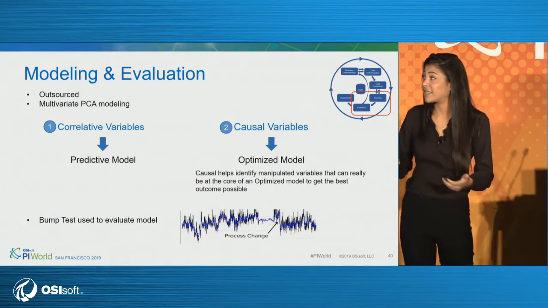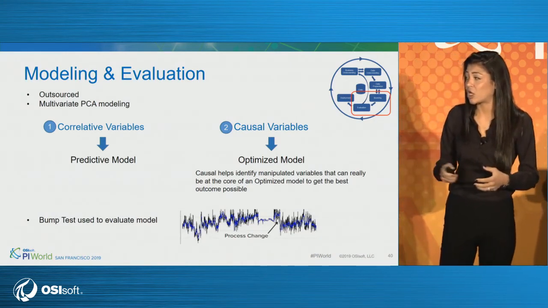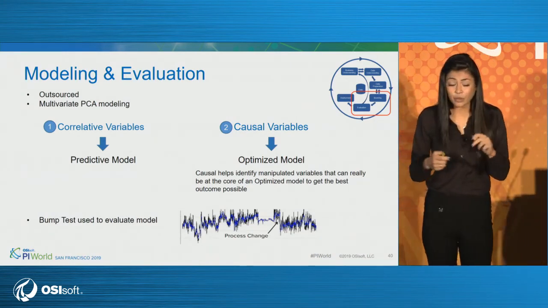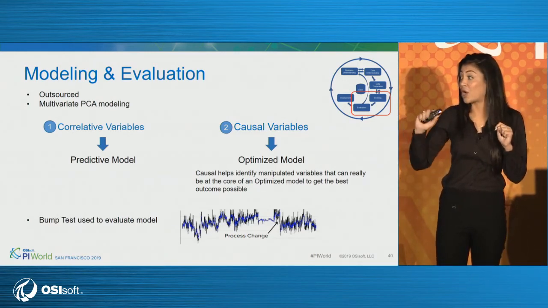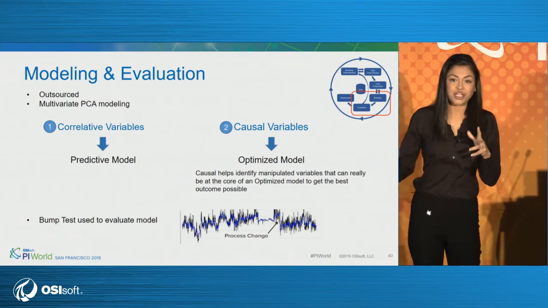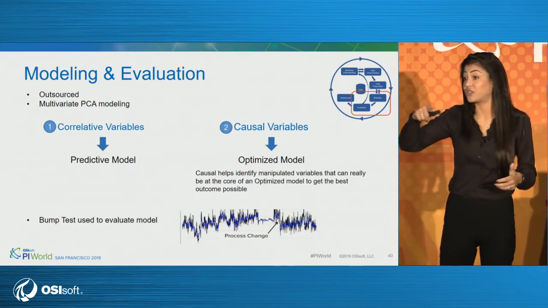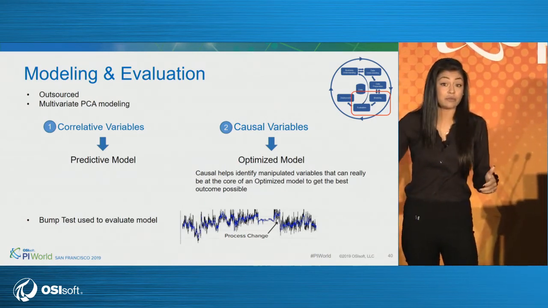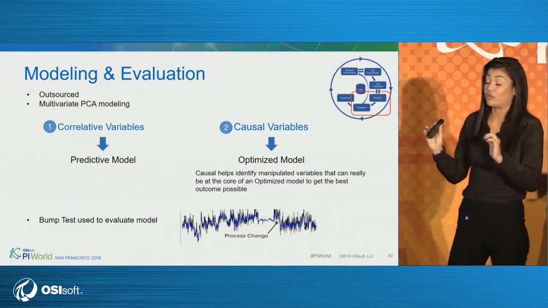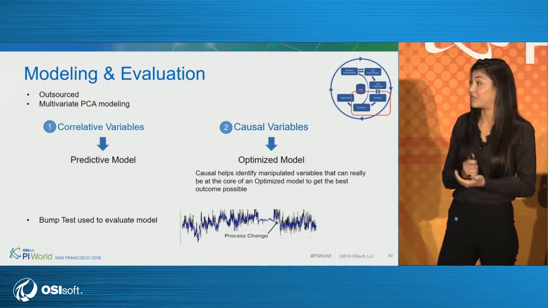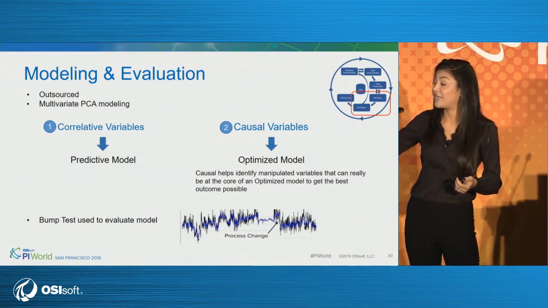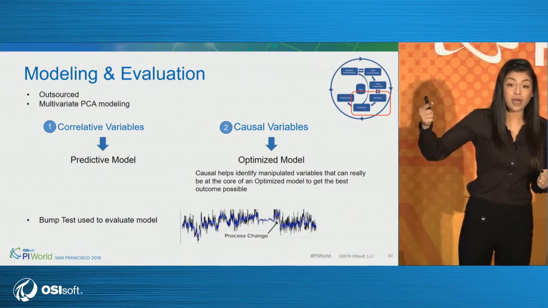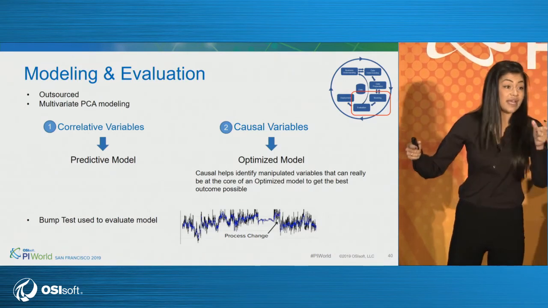In terms of testing and evaluation, they did what's called a bump test to evaluate both models. So first, to evaluate the predictive model, you just do a drastic change in the process, and then you see if your predictive model can actually follow that. And if it works, then great. Your predictive model is pretty accurate. And then they did another bump test to see if the optimized model could bring the quality back up to what it was. That's the control part of things.